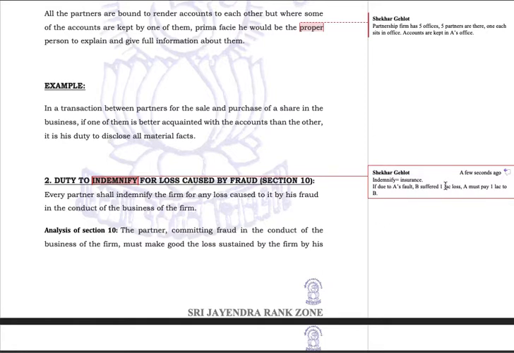But B has suffered this 1 lakh rupee loss due to the fault of A. Now A must pay 1 lakh rupees to B. This is indemnity. Indemnity means insurance. I am going to insure my partner that tomorrow, if he suffers a loss due to my fault, I will make the payment to him. That is called duty of indemnity for loss caused by fraud.